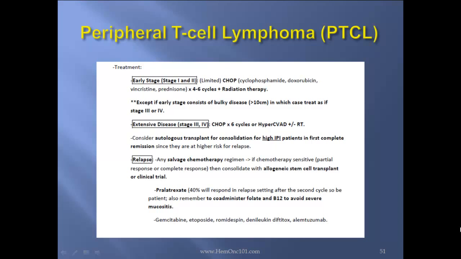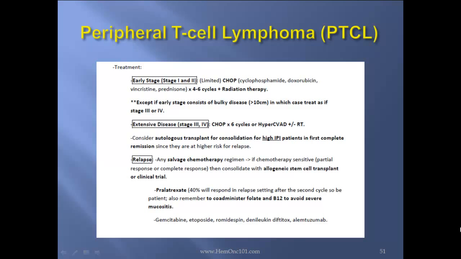Treatment: early stage, stage 1 or 2, limited CHOP plus or minus radiation therapy, except if early stage consists of bulky disease more than 10 centimeters, in which case you must treat as stage 3 or 4. Extensive disease, stage 3 or 4: CHOP times 6, or hyper-CVAD plus or minus radiation therapy, and consider autologous transplant for consolidation for high IPI patients in first complete remission, since they are high risk for relapse.